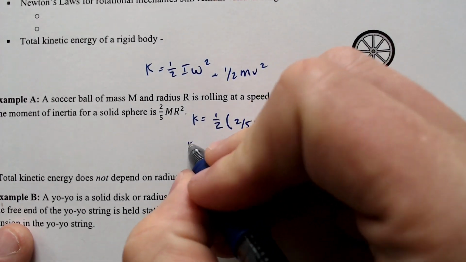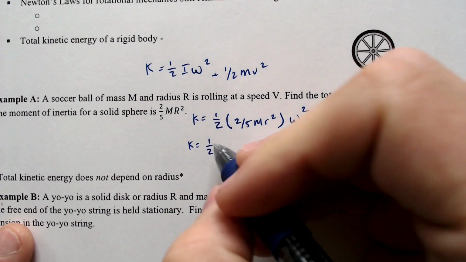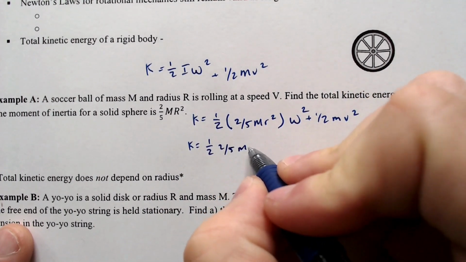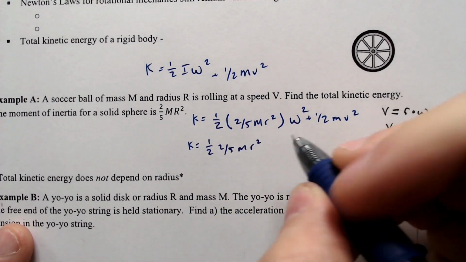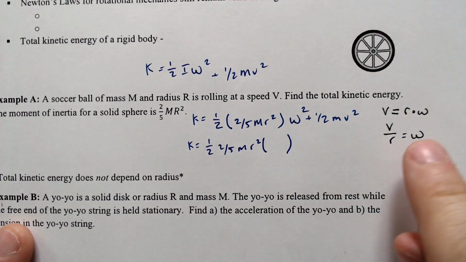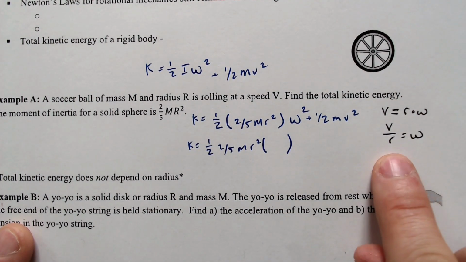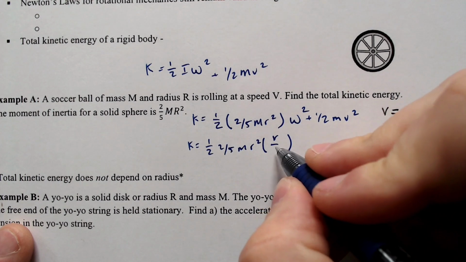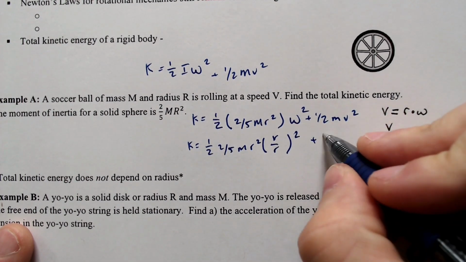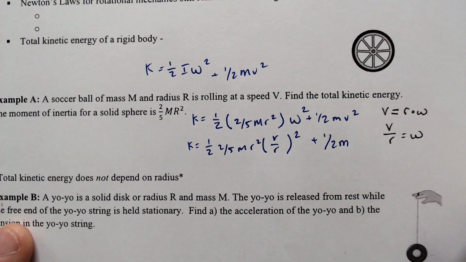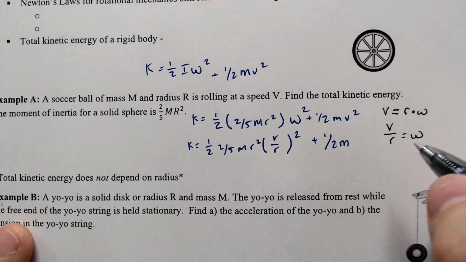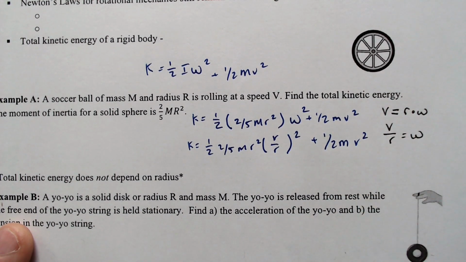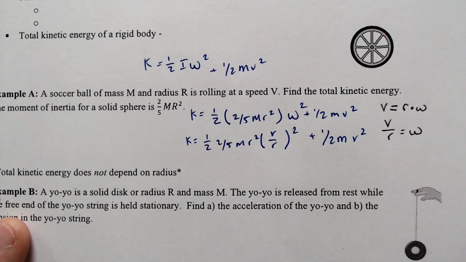All right, so that means K would equal 1/2 times 2/5 m times r squared times, converting angular velocity into v over r, so this would be (v over r) squared, plus 1/2 m v squared. So I guess I'm keeping it in terms of v, linear speed. Why not?